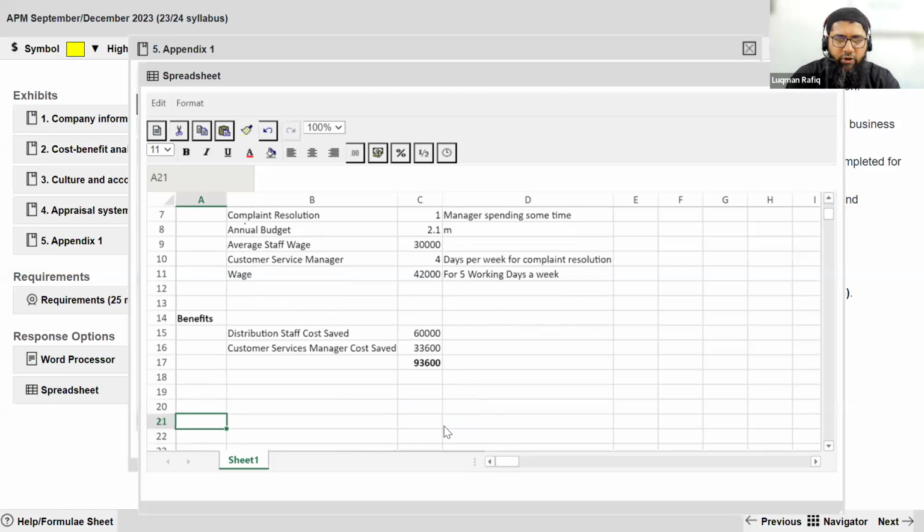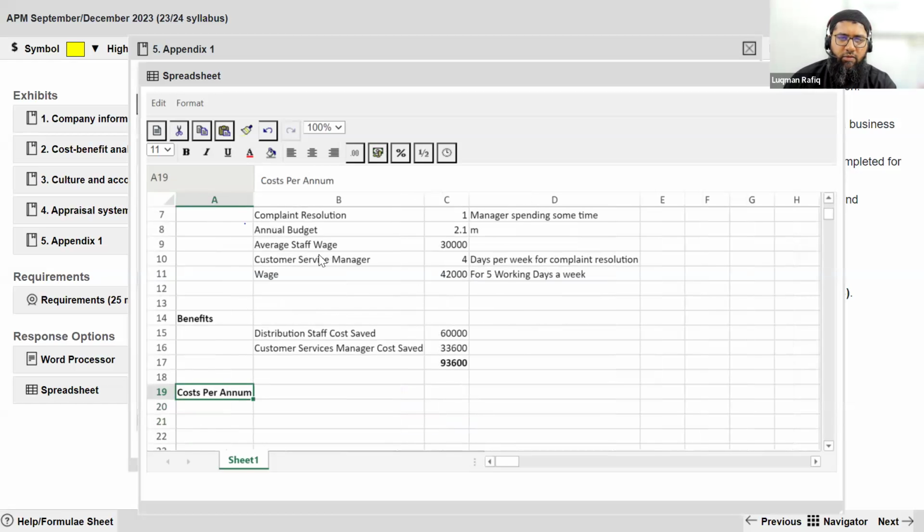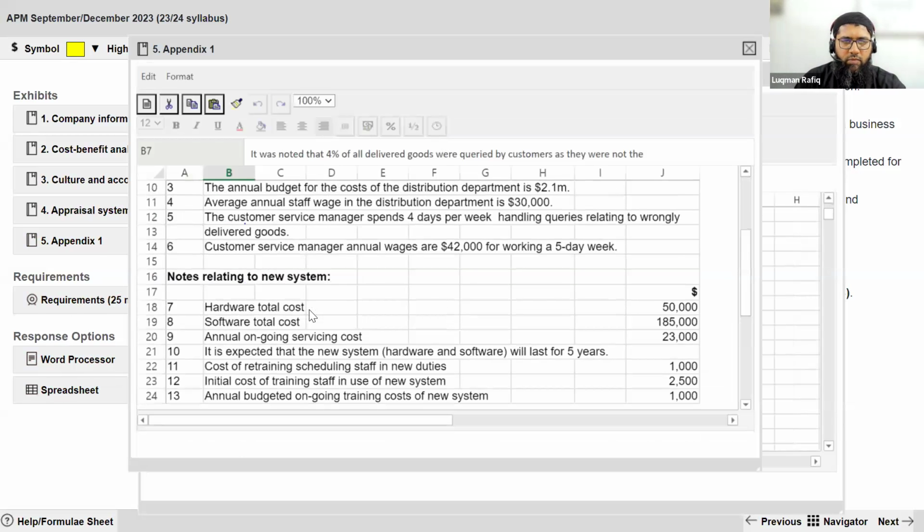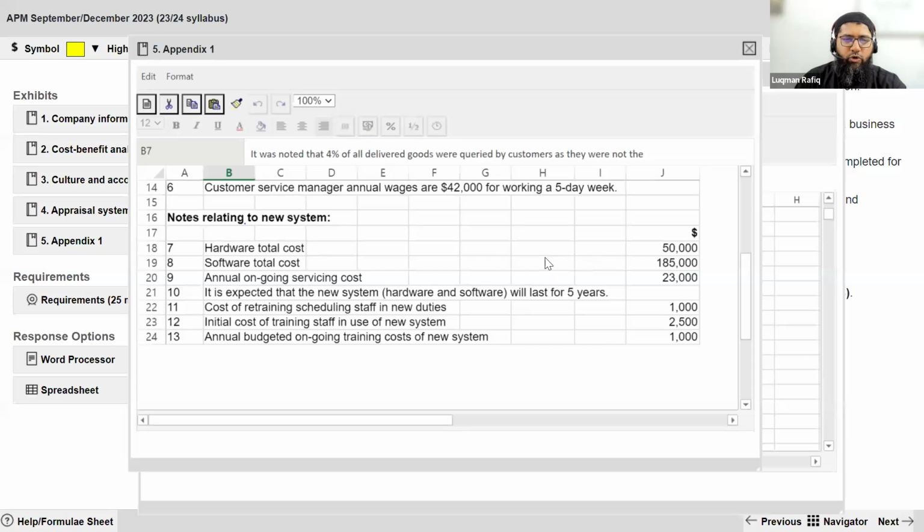Now we need to see the costs per annum that are going to be incurred. How would we establish the cost per annum? We'll establish it like this. There's going to be a hardware total cost, and hardware has a life of 5 years.